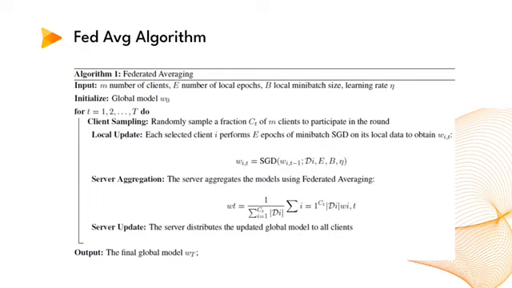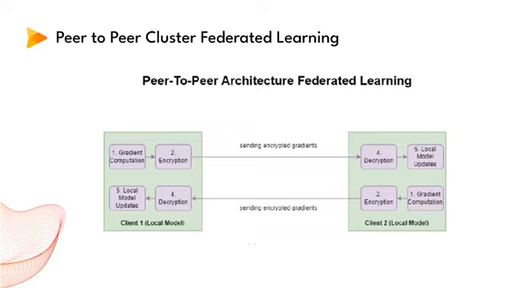This process is repeated iteratively until the model converges, resulting in a model that is trained on a large number of decentralized client devices while keeping the raw data on those devices private. The Fed-average algorithm has been shown to be effective in various applications, including natural language processing, computer vision, and speech recognition. Peer-to-peer Fed-average is similar to normal Fed-average, but done in a peer-to-peer manner.